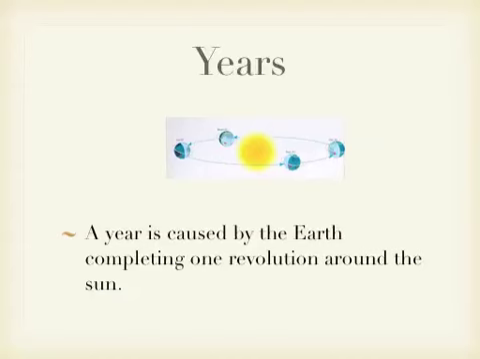What causes a year? So a year is caused by the Earth revolving. So the Earth's making one complete circle around the sun. That equals 1 year and approximately 365 days.